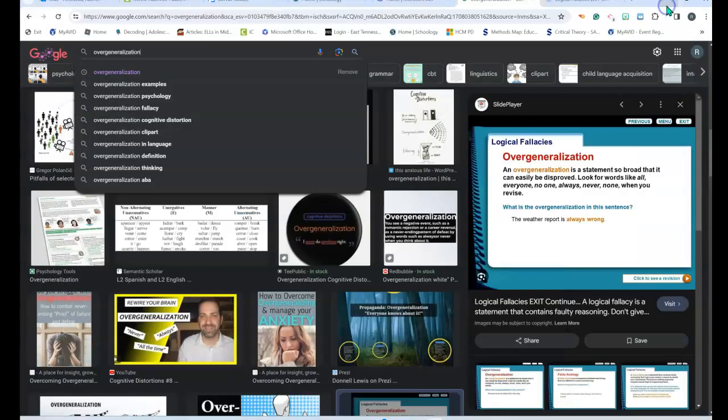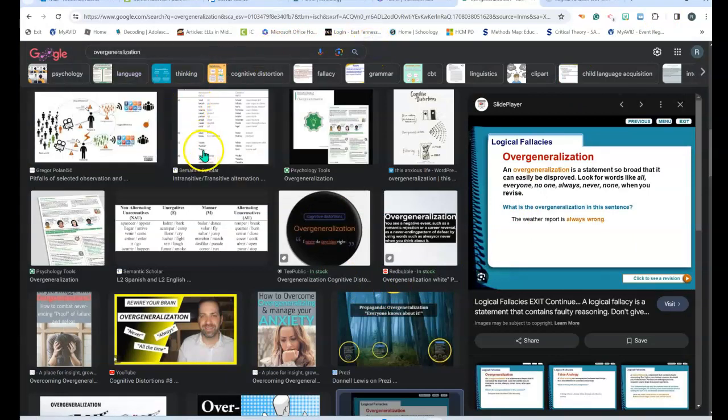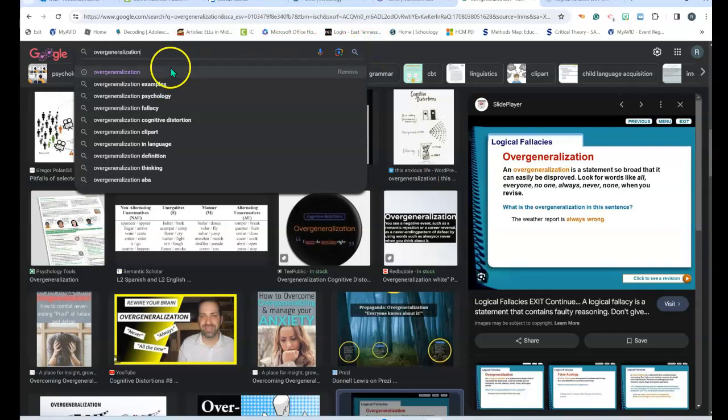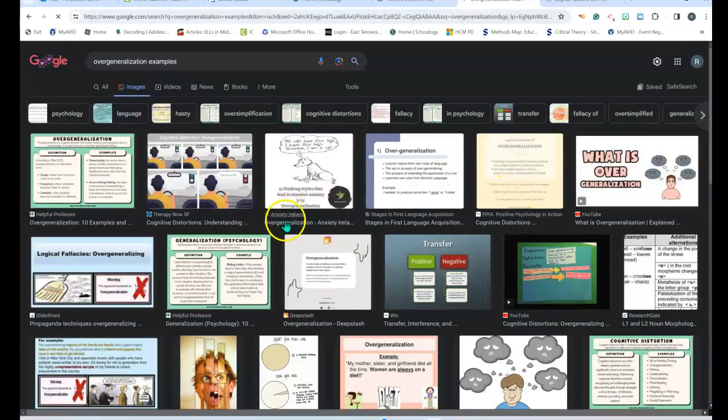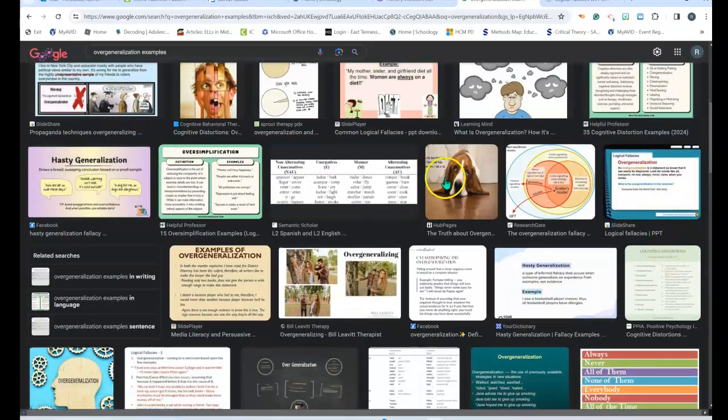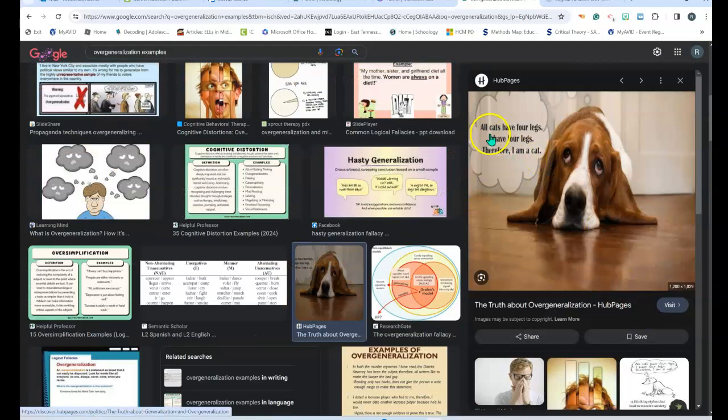Okay, so they give you an example. It's a boring example. So I'm going to get on Google because Google can be useful, and I'm going to look for examples of overgeneralization using pictures. And I found one that was really cute. All cats have 4 legs. I have 4 legs, therefore I am a cat. That is overgeneralization, or hasty generalization. Obviously, he's not a cat, he's a dog. Just because he has 4 legs, that doesn't make him a cat. Okay?